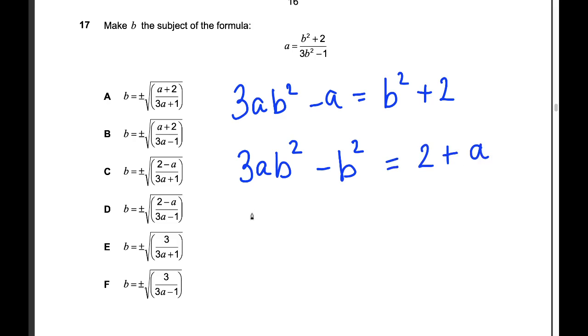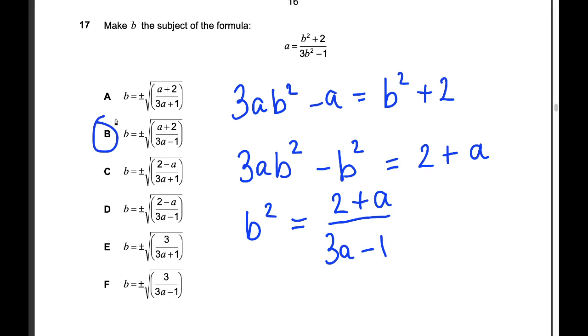If I factor out the b squared, I'd get 3a minus 1. If I divide by that 3a minus 1, I'm going to get 2 plus a over 3a minus 1. And then all I need to do is square root, taking a plus and a minus. So the answer is B. Okay.